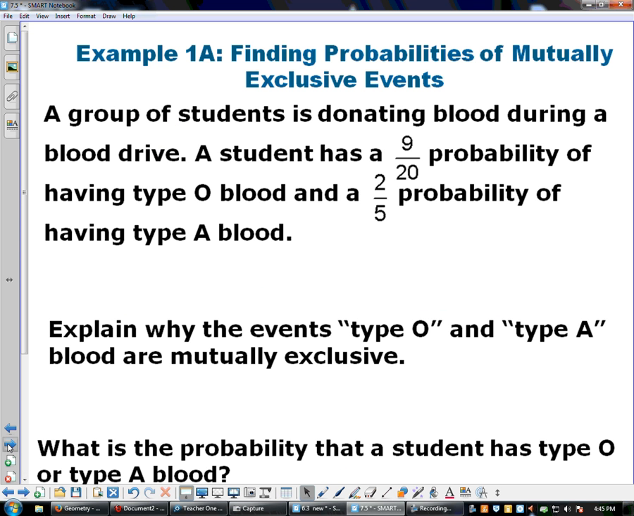All right, let's take a look at an example. A group of students is donating blood during a blood drive. A student has a 9/20 probability of having type O blood and a 2/5 probability of having type A blood. Explain why the events type O and type A blood are mutually exclusive. Well, they're mutually exclusive because it's impossible for you to have type O blood and type A blood at the same time. Everybody's just got one blood type.